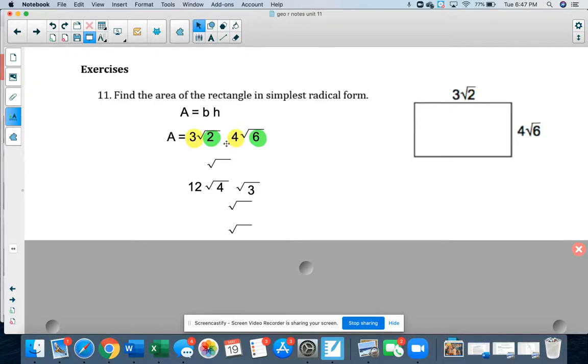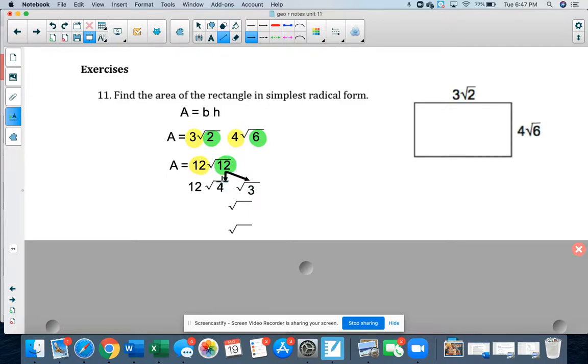So 3 times 4 is 12, and 2 times 6 is 12. I'll just highlight that so you can see where those answers come from, where the numbers come from. 3 times 4 is 12, and also the 2 times 6 is 12. Now this 12 is going to hang out in front, this 12 that's not a radical, and this radical 12 breaks down to 4 times 3. All right, so I already have that written for us. You need to basically say what times what is 12. 4 times 3 is 12.